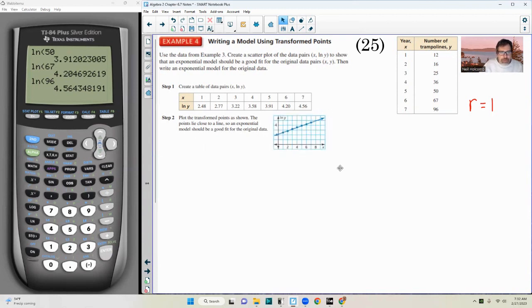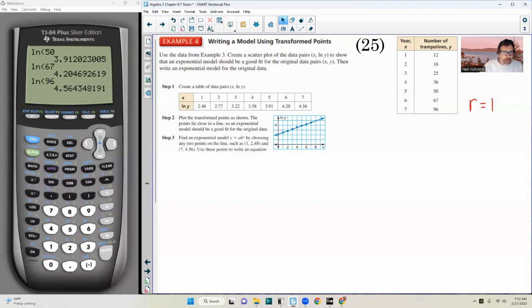So what they're saying is when we graph this, we got the point 1 comma 2.48. And these are all the points from here. And they're really close. These two are a little bit above. This one's a little bit below, but they're really, really close to a straight line. So that means that our r is very close to 1. So r is probably 0.96 or something like that. So this proves that an exponential function is a good fit for our original data.